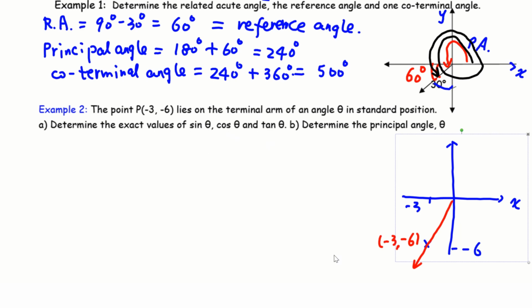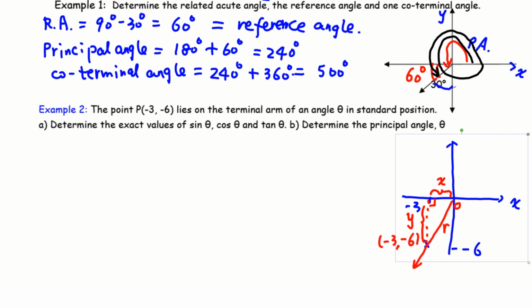From this point, we want to create a right angle. Always remember, we create the right angle with the x-axis. So we draw a perpendicular line to the x-axis, then we have 90 degrees, and we have this right angle triangle. In this triangle, this side corresponds to the x coordinate and the vertical side corresponds to the y coordinate. The distance from the origin to this point, we use r to represent.